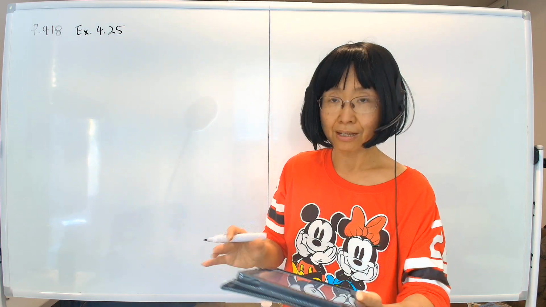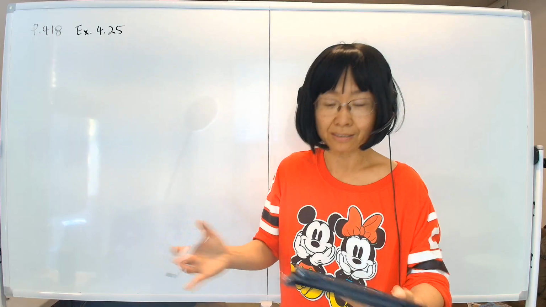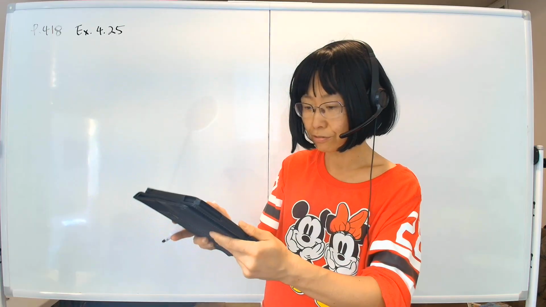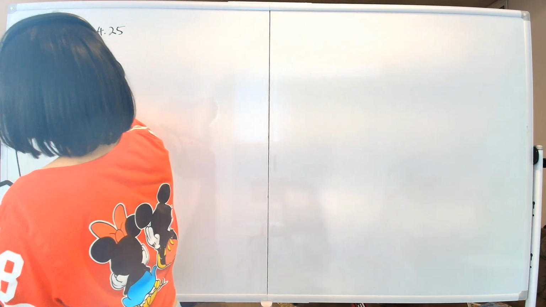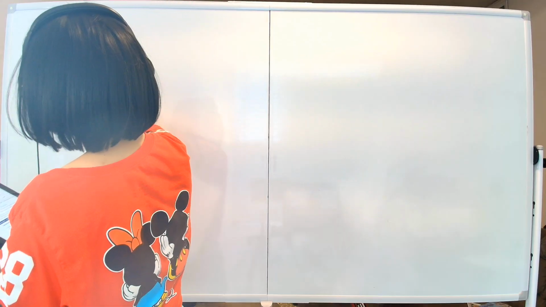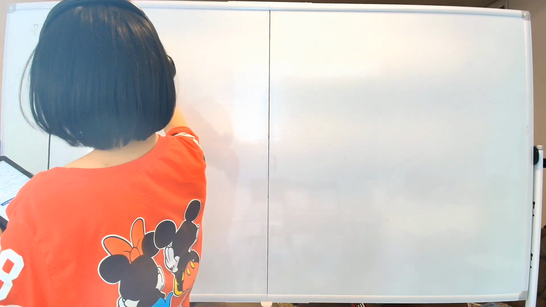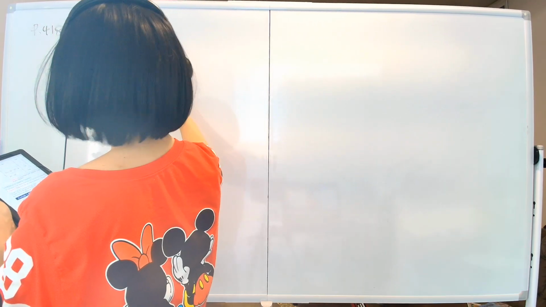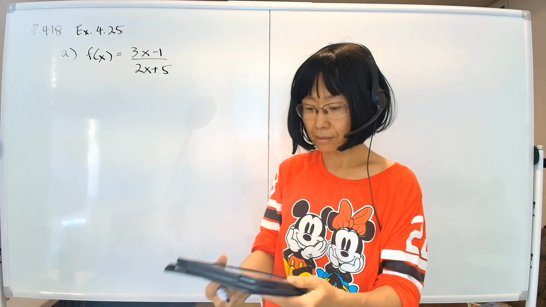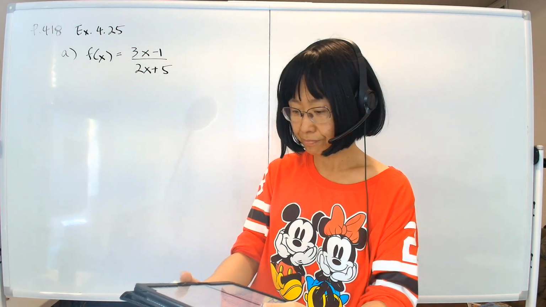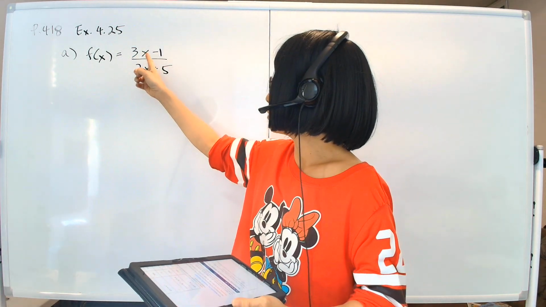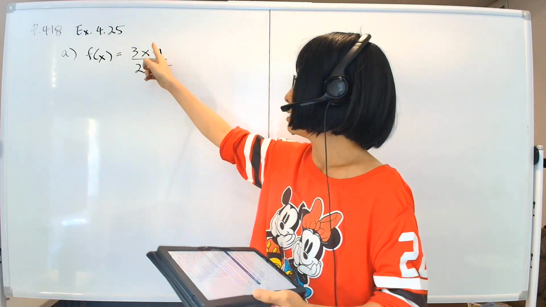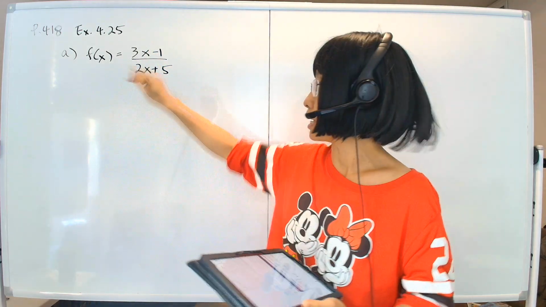What happens to x on the two ends? They're not directly related necessarily. They can approach very different things. So let's look at example 4.25 part A, where it says f of x equals 3x minus 1 over 2x plus 5. That's a simple rational function. You notice that the degree of the x's are the same top and bottom. The degree means the power here. The power is 1 and 1 for both x's on top and bottom.